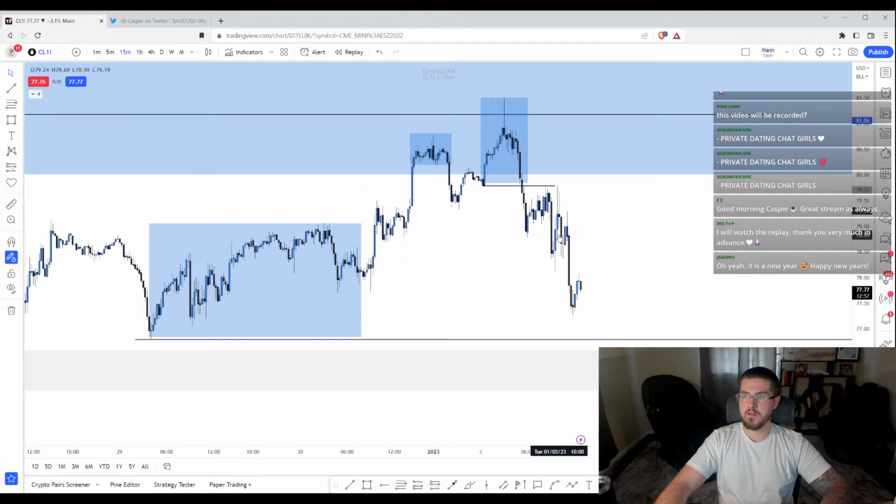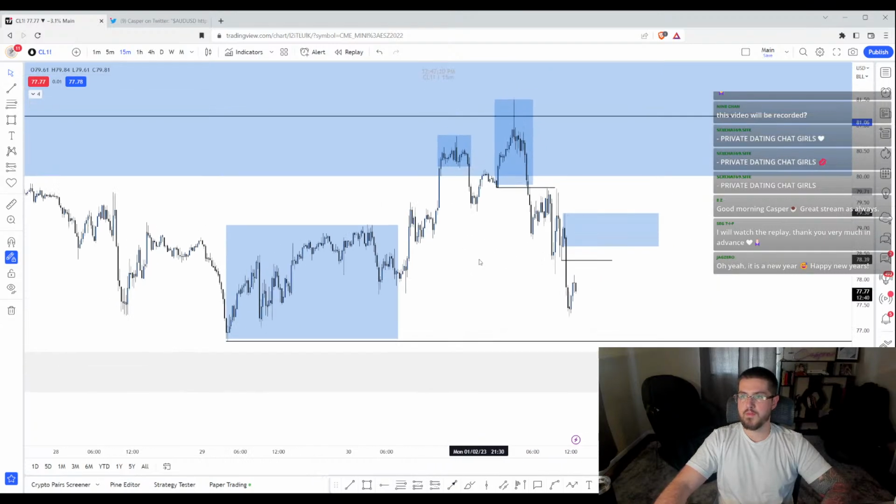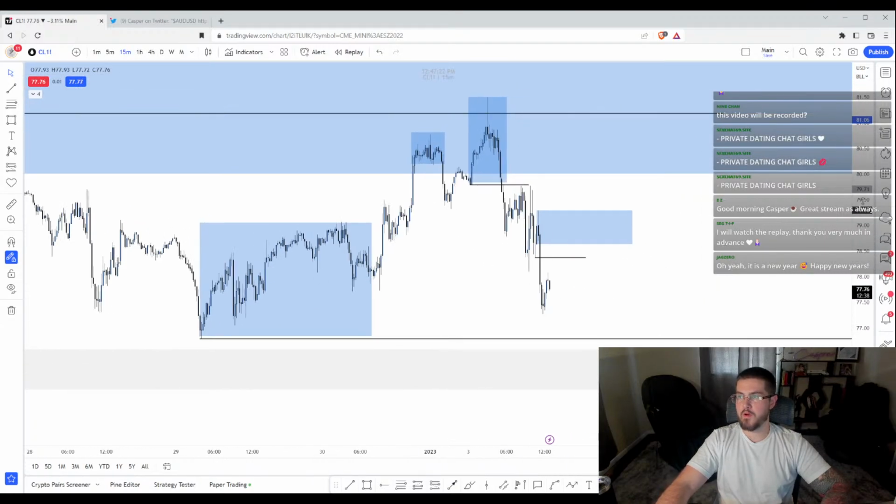Break down there. You get your second leg of distribution. So you could watch, honestly, something like this right here in that area for a trade down into this. But yeah, overall I think you're drawing to that. That's your draw on liquidity.